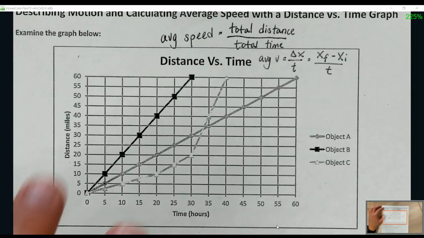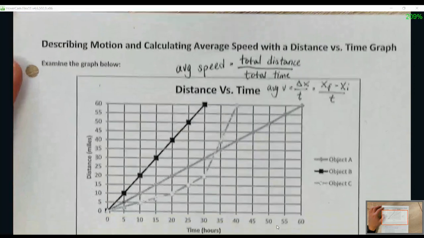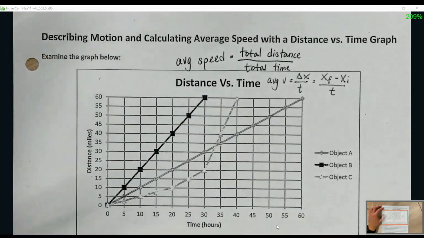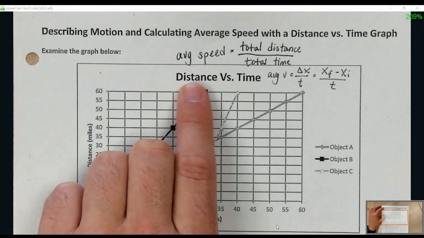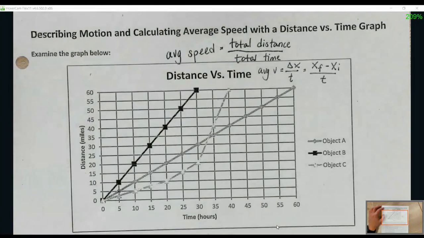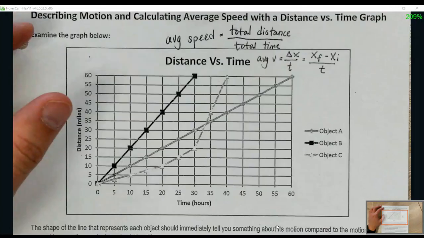So right now we are looking at describing motion from a PT graph. So position versus time graph or a distance versus time graph. They're essentially the same thing. We're going to treat them the same exact way.